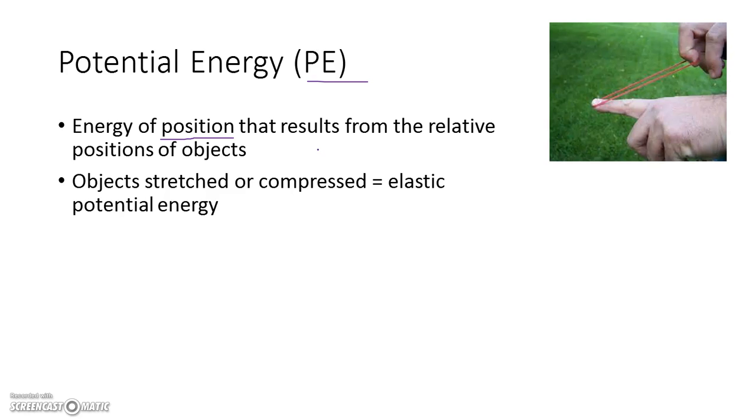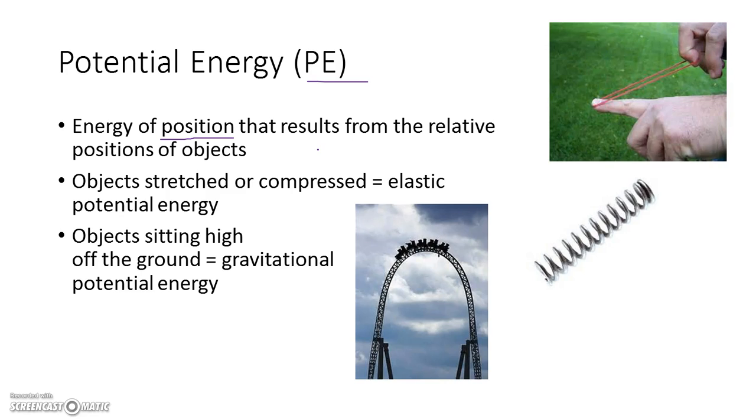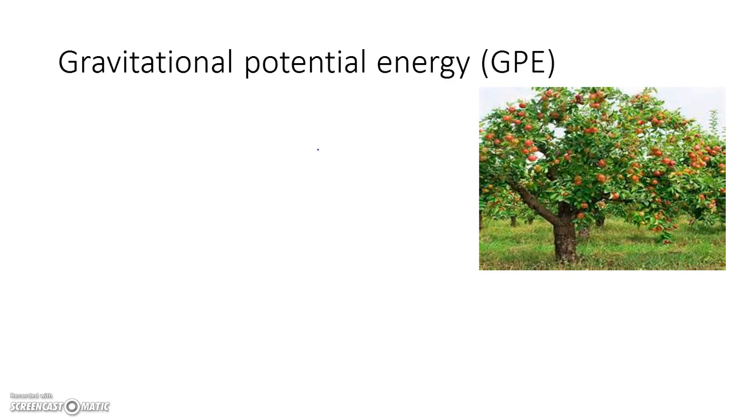Okay, objects that are stretched or compressed, such as this rubber band here, or this spring, have elastic potential energy. And objects that are sitting high off the ground, such as this elevator, that was cute, roller coaster. Okay, the roller coaster high up off the ground on the top of that peak has gravitational potential energy because gravity will be pulling on it. All right, so gravitational potential energy.